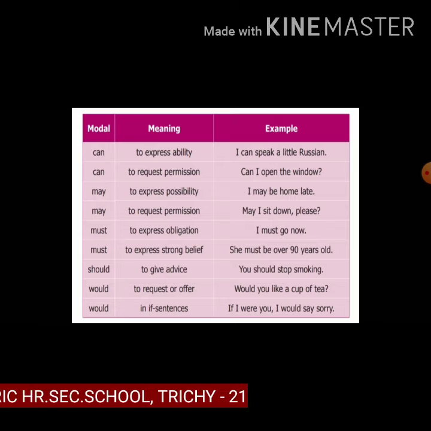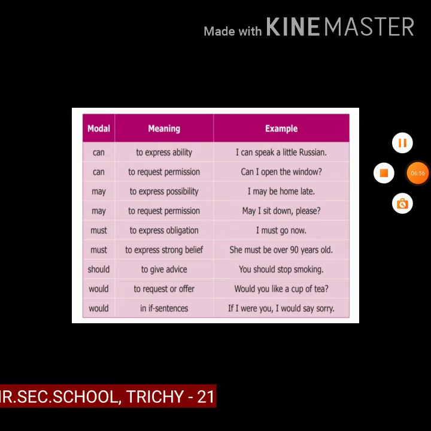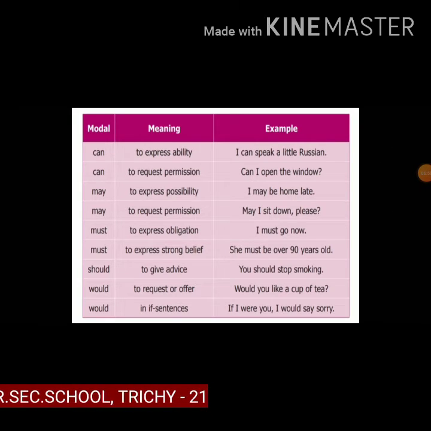Here in these tabular columns, the modal verbs have been given, with their meanings and also examples. Can: what is the meaning here? To express ability. We can do that. That is ability. I can speak a little Russian. I can do my work. I can speak Hindi.